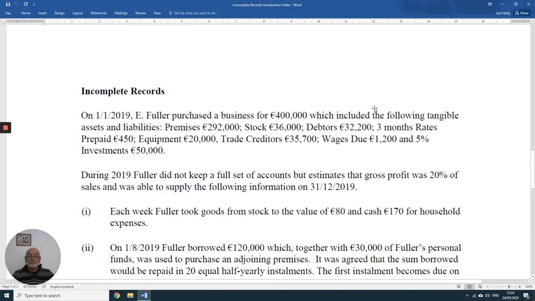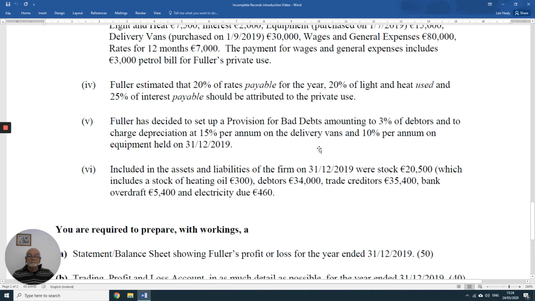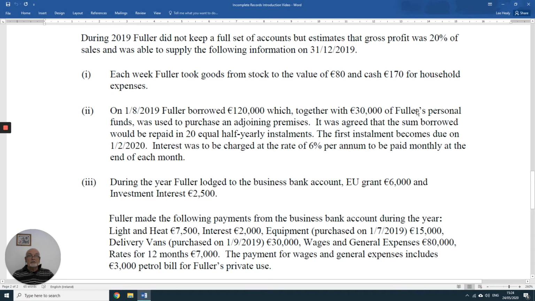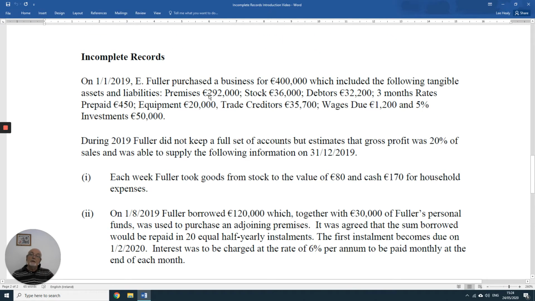Similarly with our suppliers. At the start of the year, they were owed €35,700, trade creditors. At the end of the year, we owe our suppliers or trade creditors €35,400. But again, nowhere here in the course of the question will they tell us how much we paid our suppliers during the year. So again, it's not possible to find our purchases using a creditors control account. That's why we don't use the control account method. For this one here, for Fuller, we use the so-called net worth method.